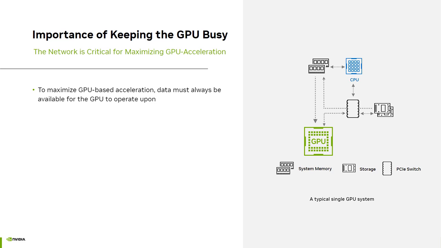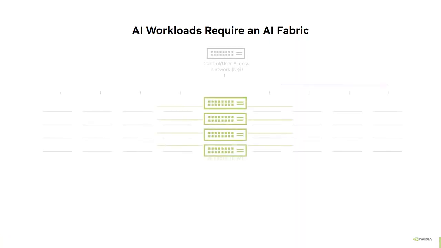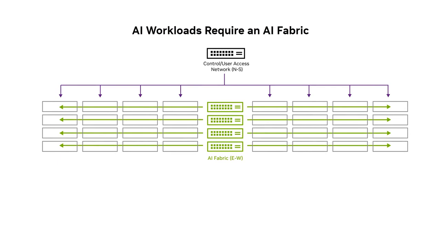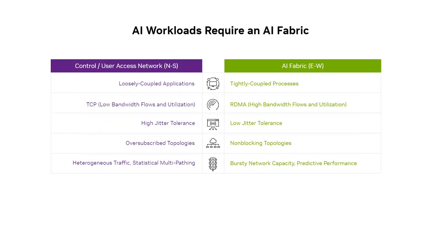As you would expect, several techniques are employed to optimize data movement to the GPU. Within a server, this means the CPU, memory, and storage must support bandwidth speeds and latency that do not cause significant GPU idle time. So, what is the difference between a traditional network optimized for cloud and a network that's optimized for AI data centers? The way to think about it is there are two different types of networks.